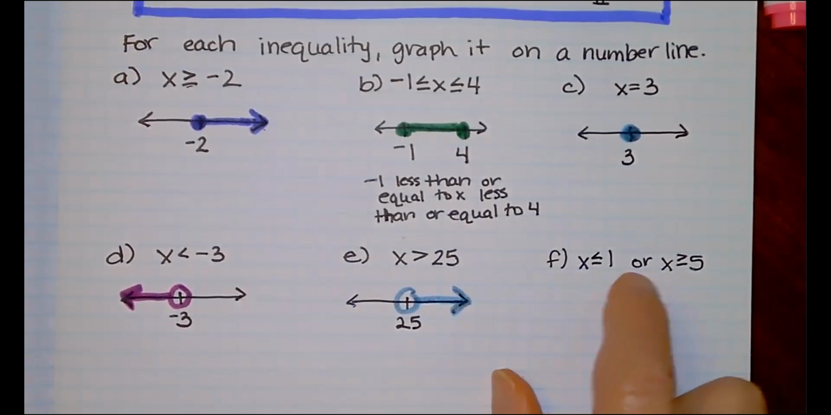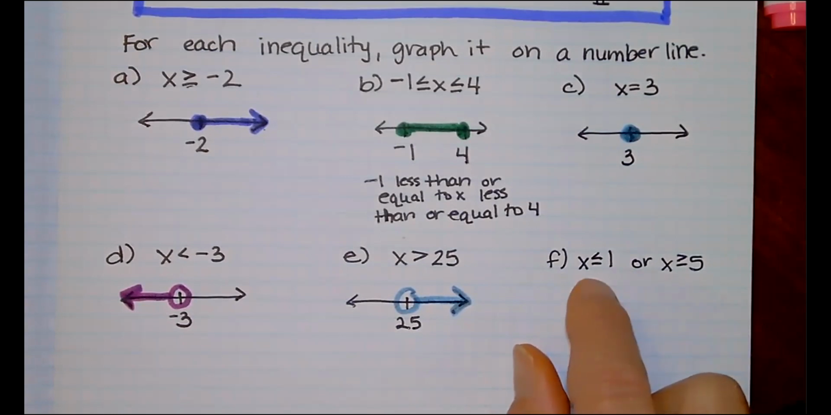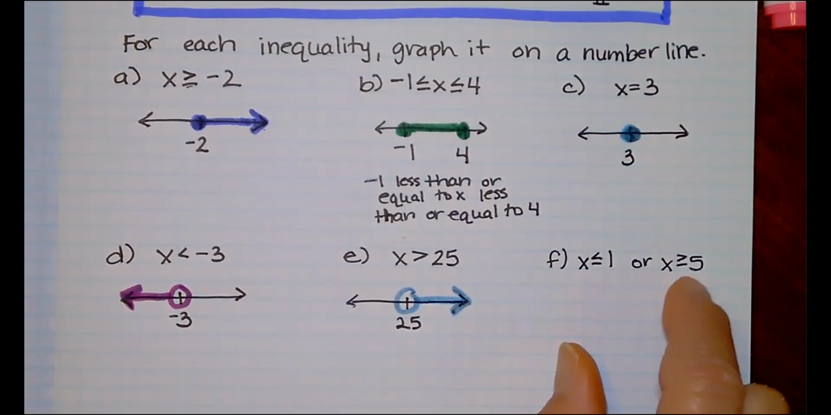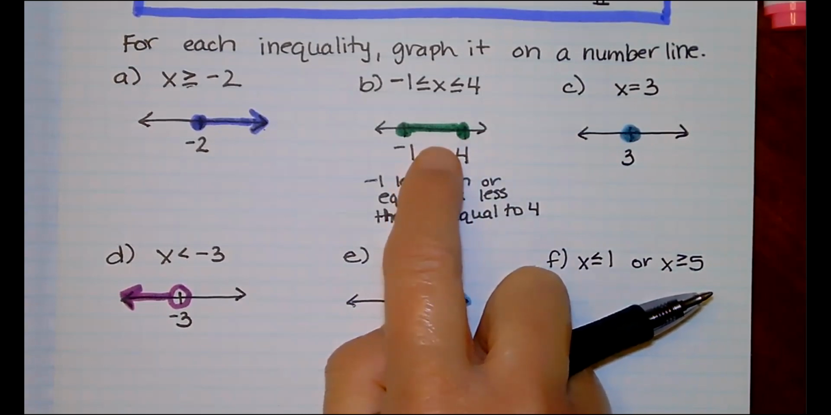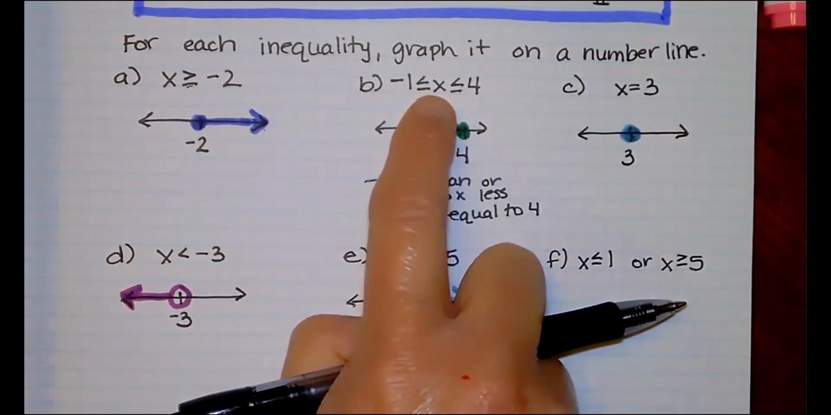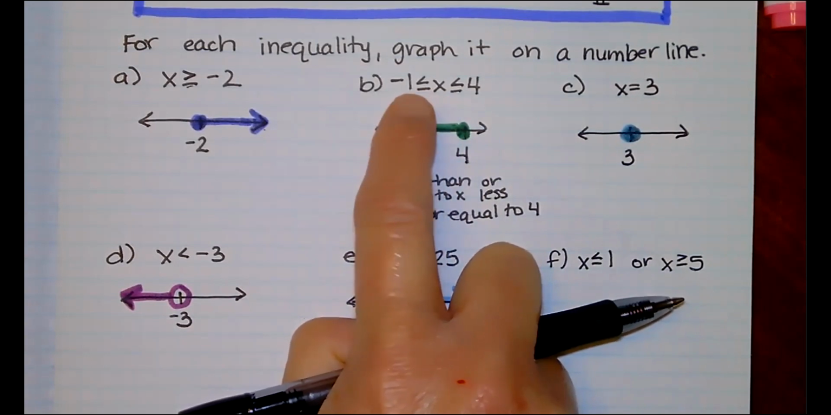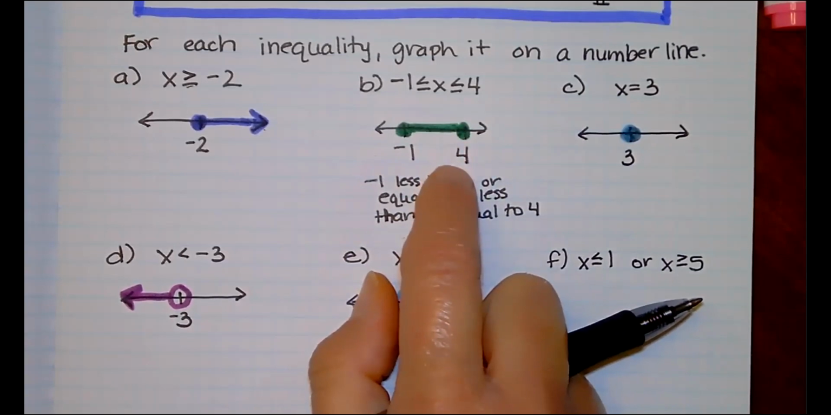Now, F is two separate inequalities with the word or. So I'm going to have two little graphs on the same graph. I'm going to be graphing x is less than or equal to 1. And then I'm going to have a separate graph on that same number line, x is greater than or equal to 5. Just a little note, this one up here is an and, where this one down here is an or. Okay, so this one wants things that are x's that are bigger than -1 and smaller than 4.